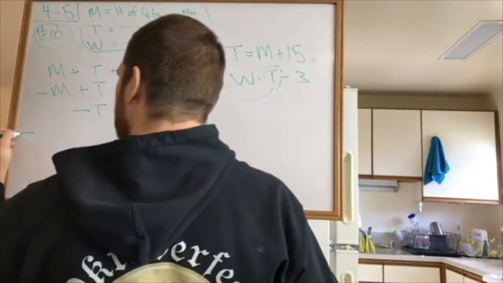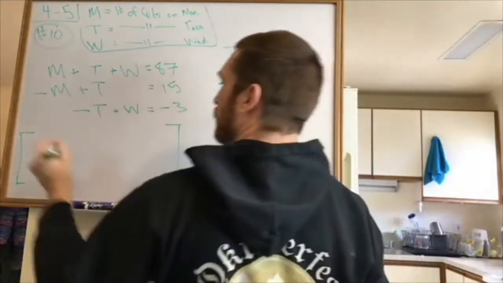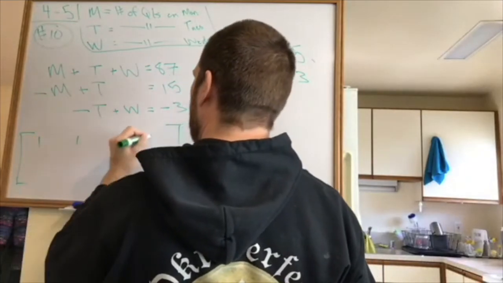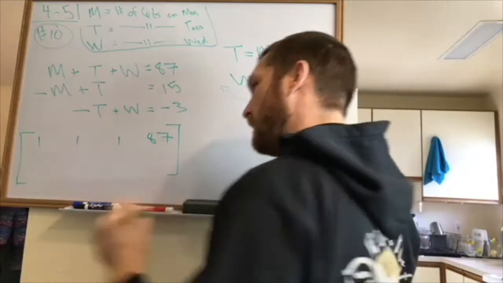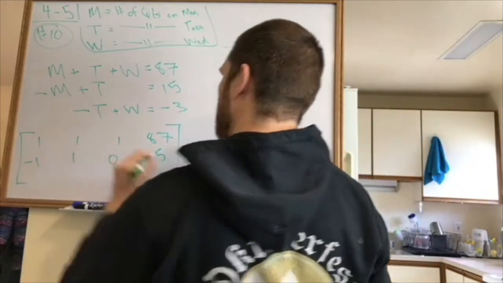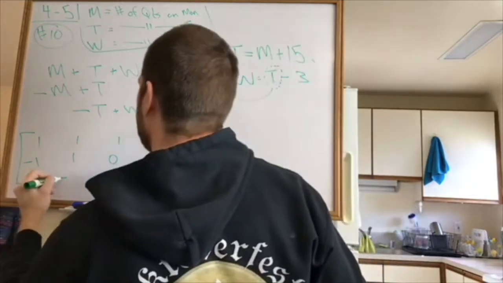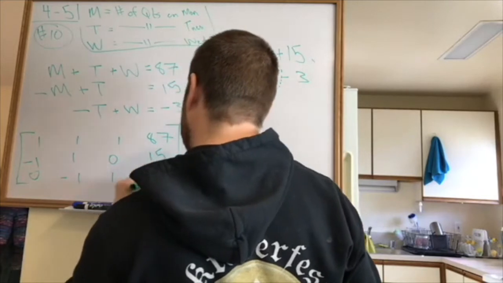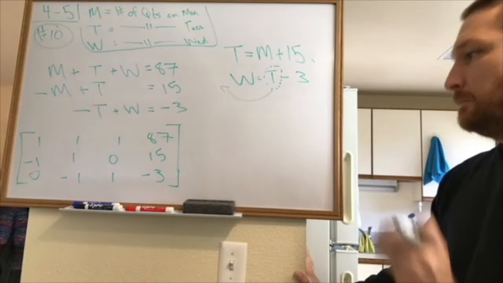What is my system going to be? First row. 1, 1, 1, 87. Yes. What about my second row? Negative 1, 1, 0, 15. And my final row. 0, negative 1, 1, negative 3. Perfect. That is the system. We would solve that guy.